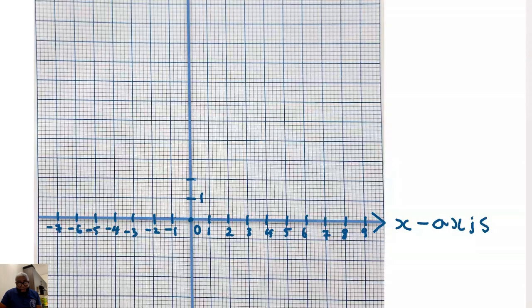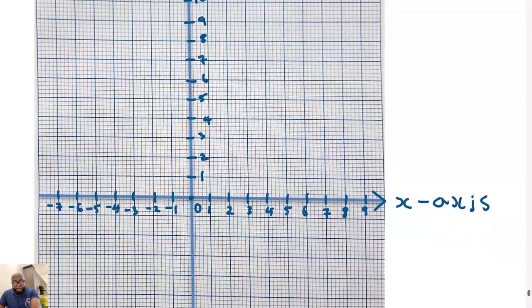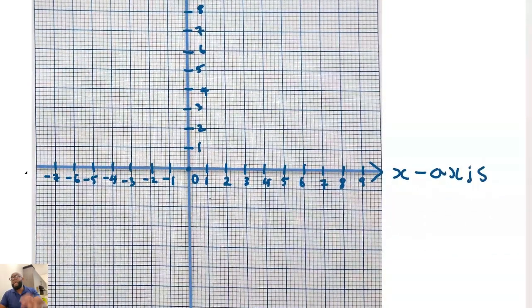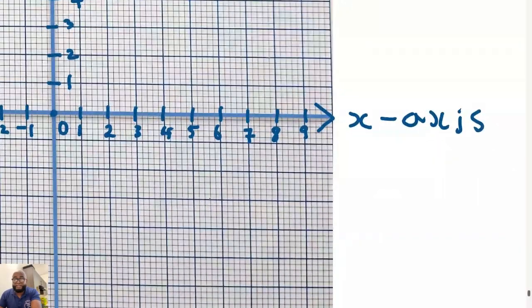So this will be 1, 2, 3, 4, 5, 6, 7, 8, 9, 10, 11. Coming down is negatives, but I want you to pay close attention here.